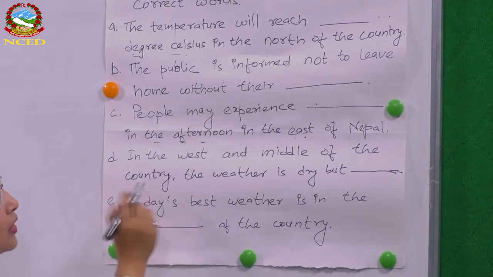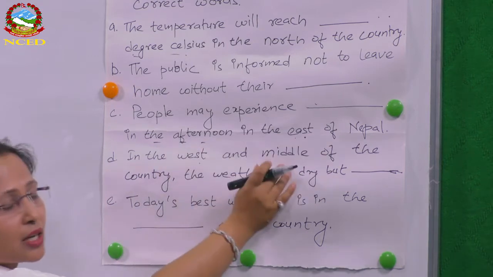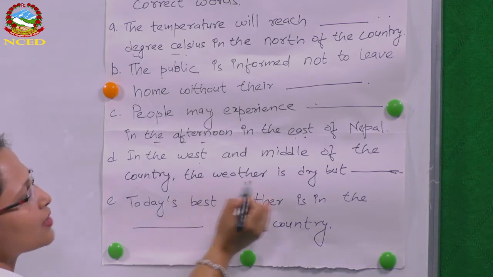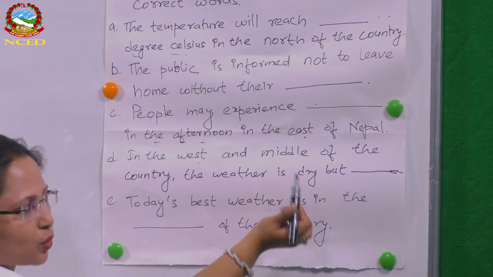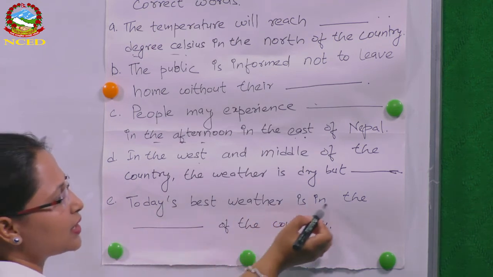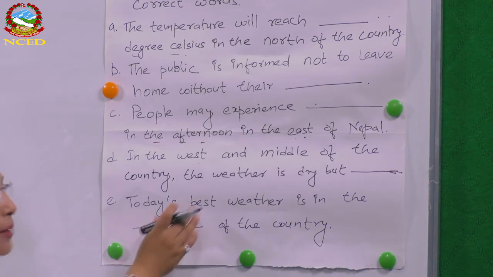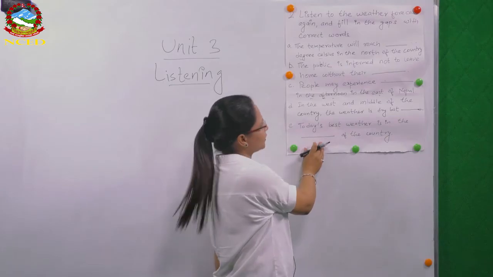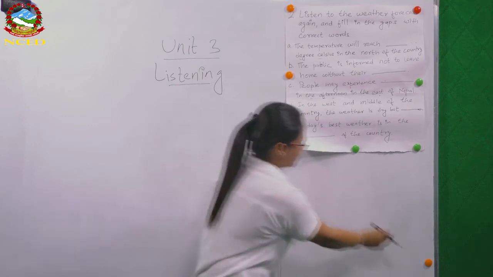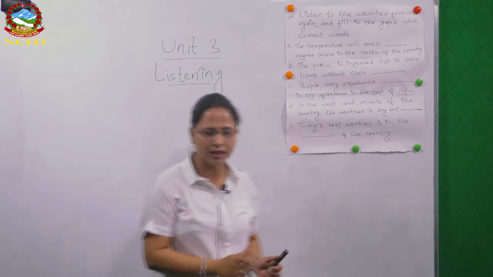And number D, both west and middle of the country will have similar type of weather. That means the weather is dry but what? And number E, today's best weather is in the of the country. So which part of the country will have the best weather for today? So these are the sentences with blanks. Now we will listen to the audio again and do this exercise.